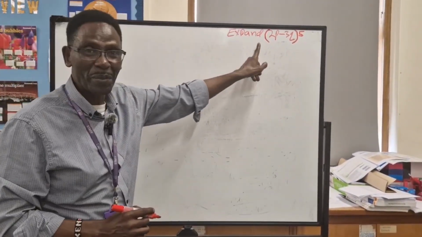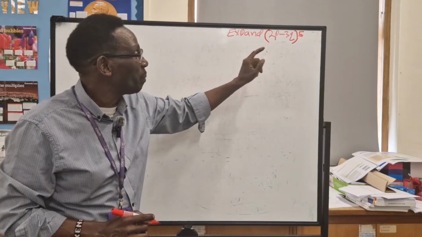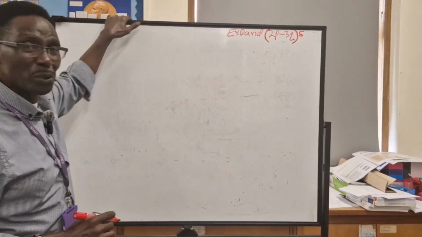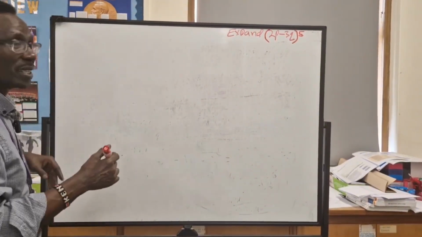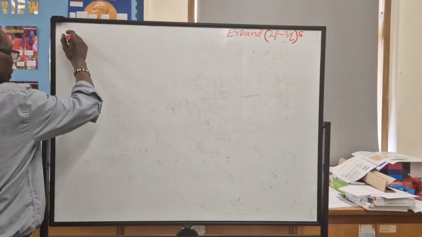Today we're going to expand this expression. This is a binomial expression: 2p minus 3q to the power 5. But before we do that, I'm going to write down a general formula for binomial expansion. I'm just going to write it down and explain it a little bit.